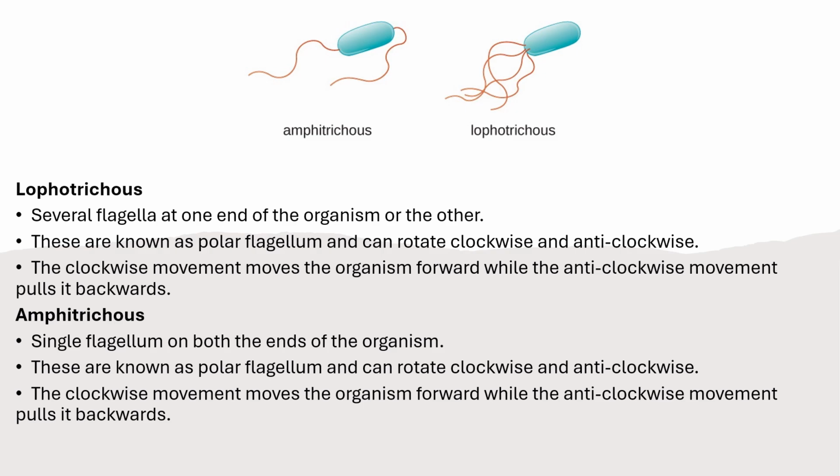And the next one is amphitrichous. A single flagellum is present at both ends of the organism. They are also known as polar flagella and they can rotate clockwise as well as anti-clockwise. The clockwise movement moves the organism forward while the anti-clockwise movement pulls it backward. You can observe the diagrams of amphitrichous as well as lophotrichous in the slide.